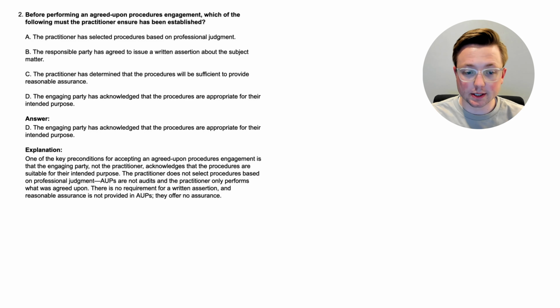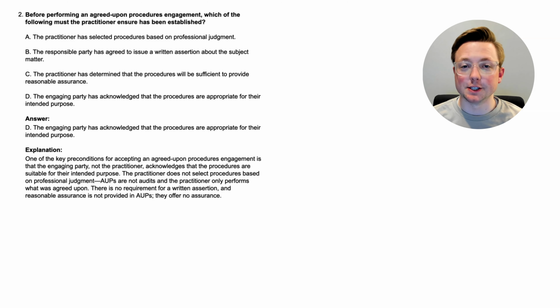So let's go through this. One of the key preconditions for accepting an agreed upon procedures engagement is that the engaging party, not the practitioner, so not the auditor or whoever's doing the agreed upon procedures, it's the engaging party, acknowledges that the procedures are suitable for their intended purpose. The practitioner does not select procedures based on professional judgment. Agreed upon procedures are not audits, and the practitioner only performs what is agreed upon. So they're not doing things or choosing things based on their judgment. They're just doing what is asked of them. That's it. There's no requirement for a written assertion, and reasonable assurance is not provided in agreed upon procedures. They offer no assurance. All right, so we learned a little bit more there.